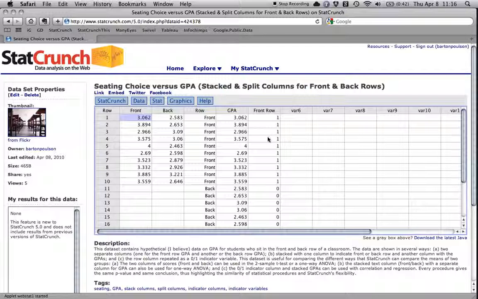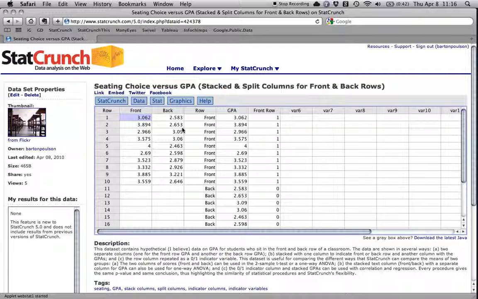Now what I'm going to do is compare the means. These are the GPAs for 10 people who sit in the front row of the class and 10 people who sit in the back row of the class. It's made up data, but you get the idea. There's a couple of ways to do this. Number one is with a two-sample t-test.